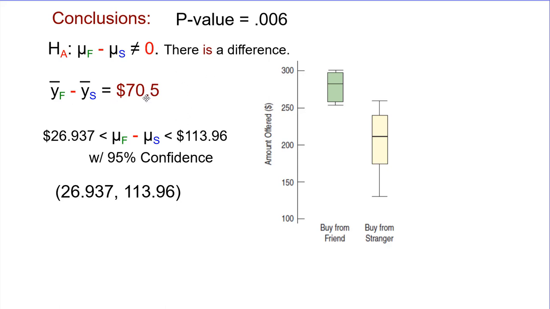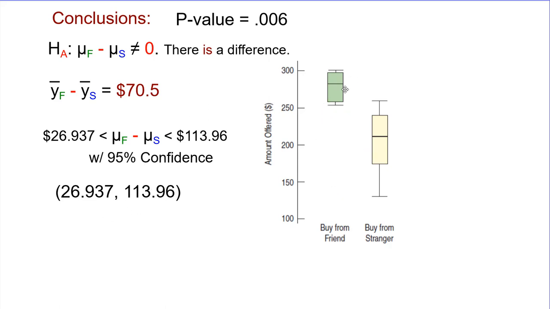We believe that the difference, our sample was 70.5. That's what our sample showed, so that's our best estimate. We think it's centered at that, but we think the true difference might be anywhere between $27 more to $114 more with 95% confidence. Another way of writing the confidence interval.